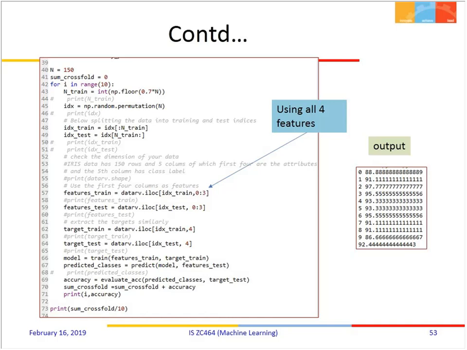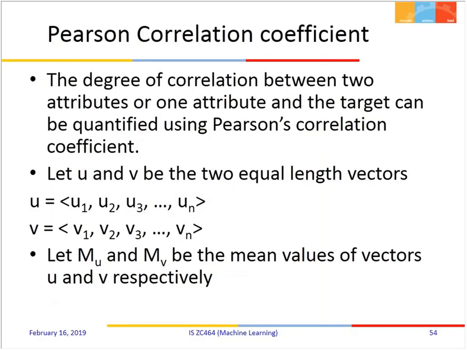So the output is signifying the accuracy, the total number of correctly identified samples. Okay, and it's a percentage basically. So 91.1 means 91% of the testing data was correctly classified. Okay, so then there is a Pearson correlation coefficient, which also gives us a way to visualize the data.